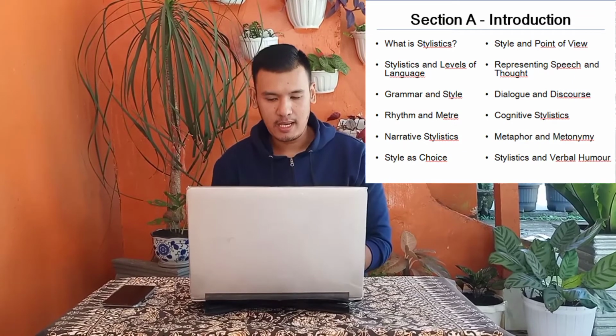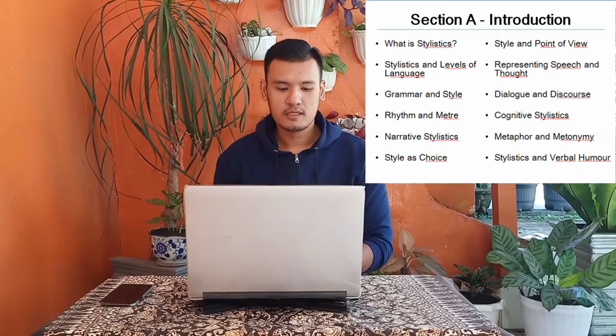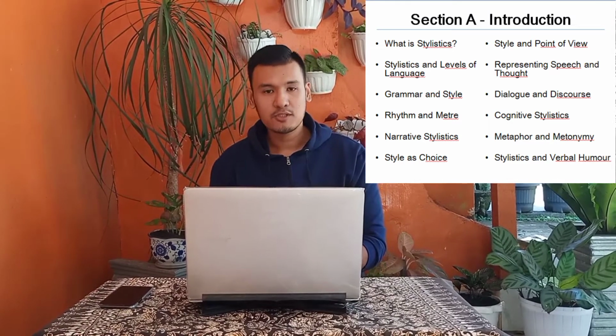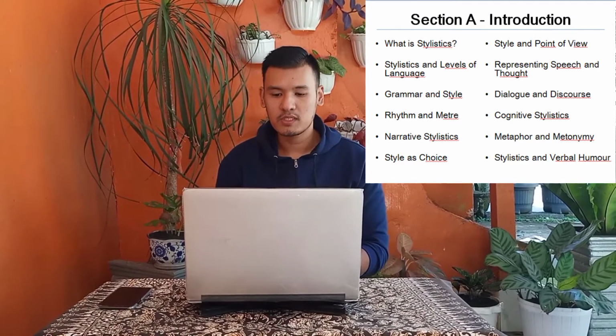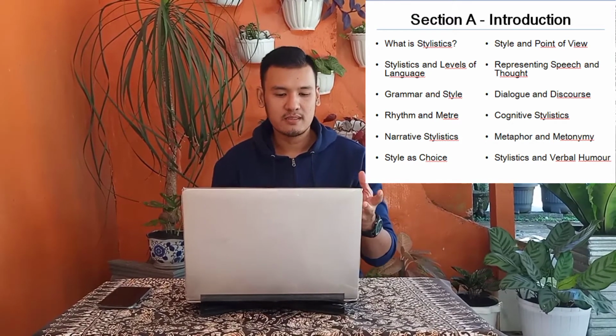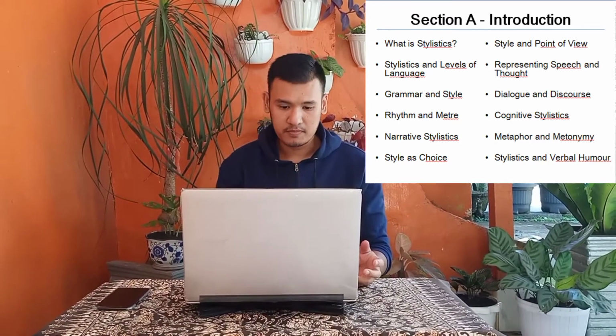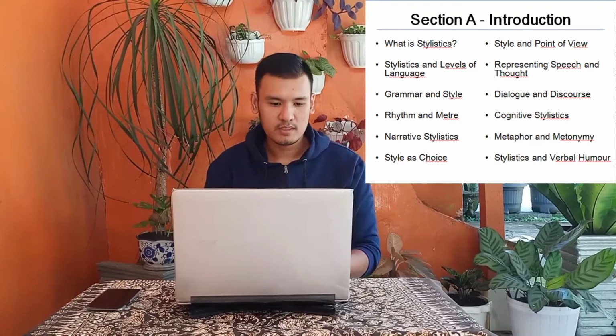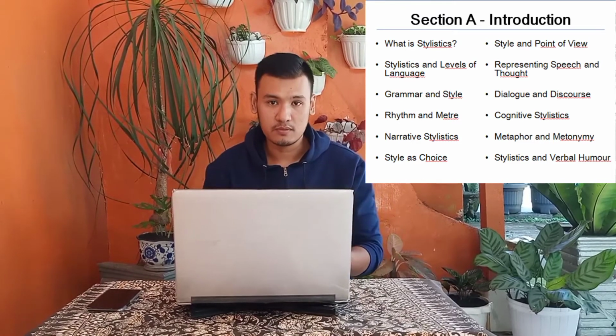So, in order to taste a bit of the content of the book, I'll explain briefly about each section and unit of the book. So the first section is section A, Introduction. It consists of 12 units, and each unit has its own elaboration. The first is What is Stylistics, which defines stylistics itself. And then Stylistics and Levels of Language. This unit tells readers about the language levels.